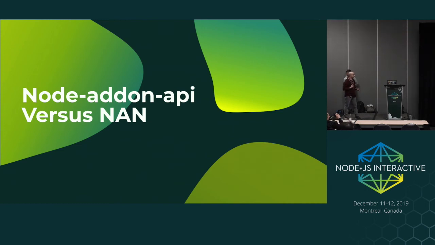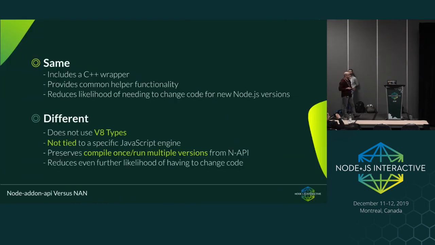Jim talked before about NAN, and now I introduced another library, node-addon-api. Both of these libraries are C++ wrappers, and both provide a single API surface to write a native add-on. But they are very different, because NAN is a thin and transparent layer over the V8 API, and it uses V8 types, so it's strongly bound with V8. Instead, node-addon-api depends only on N-API, and this guarantees the same promise of N-API: compile once and run on multiple versions of Node.js. This reduces the likelihood of having to change your code when switching to a different version of Node.js.